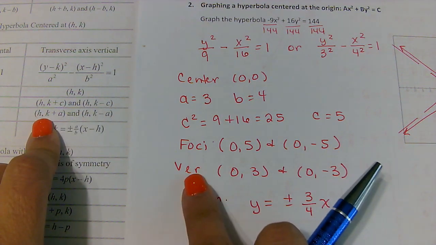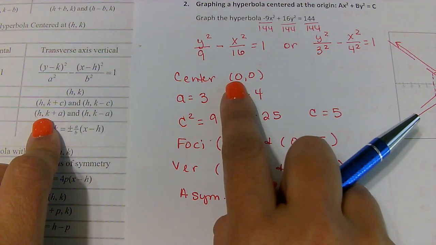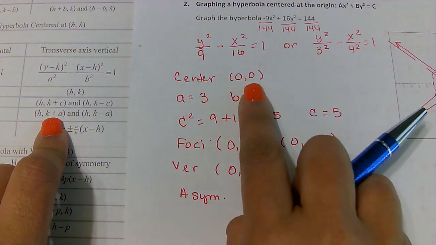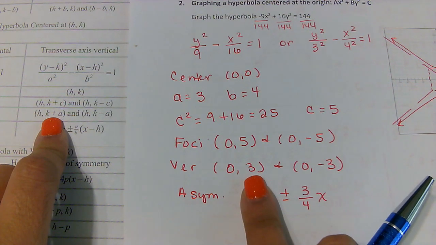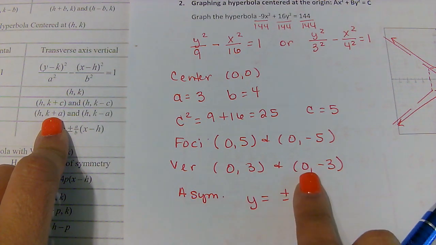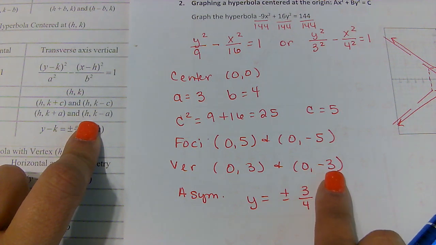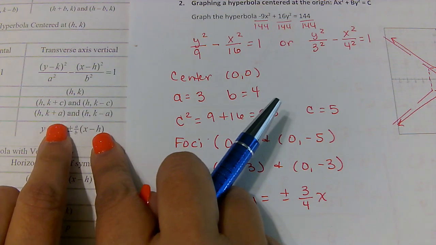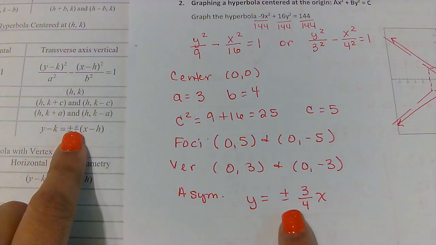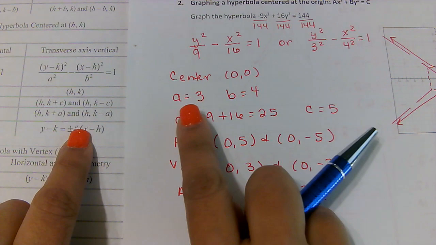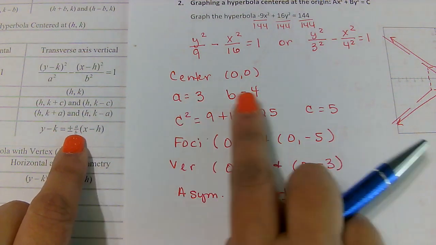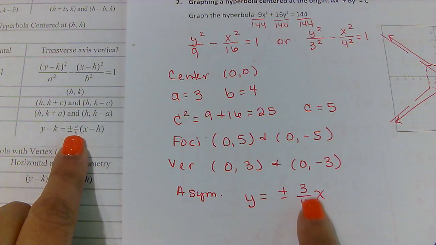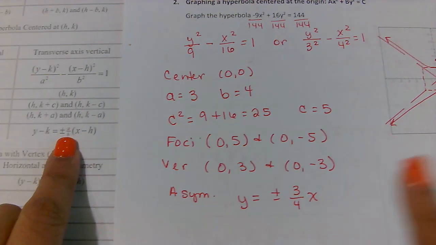Our vertices is going to go next, and here I have an H at 0, and this is going to be K plus A. 0 plus 3 is 3, so I have 0 and 3, and my other one is going to be at 0, negative 3. Our asymptotes, again, our H and our K are gone, so I'm going to have a plus or a minus A, which in this case is 3, divided by B, which is 4. So I have y is equal to plus or minus 3/4 times x.